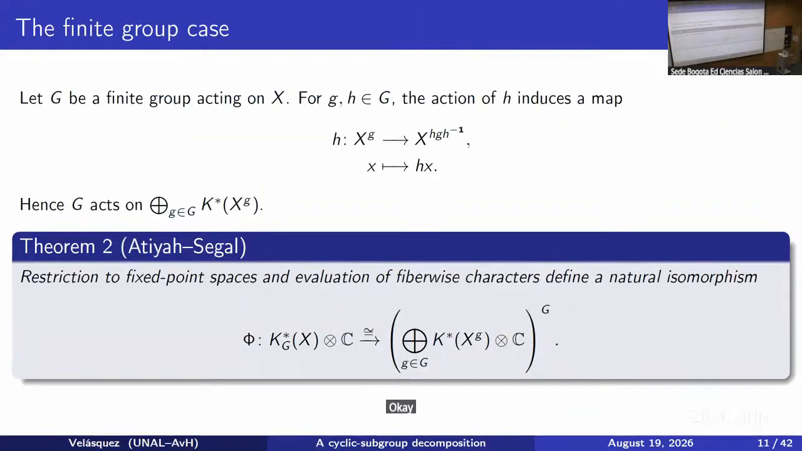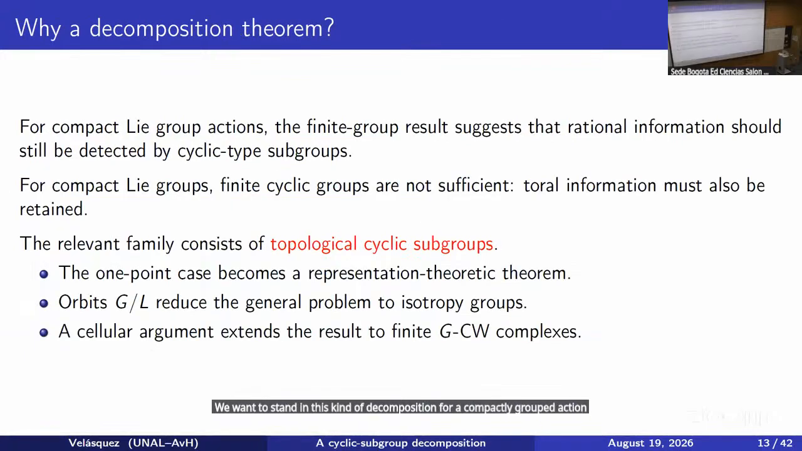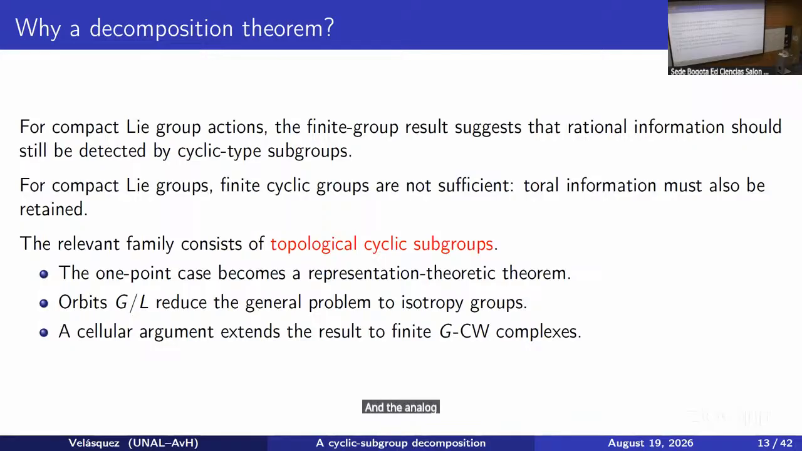Okay. So we want to extend this kind of decomposition for a compact Lie group action. And what is the idea? The idea is that these results for finite groups suggest that the rational information should be detected by cyclic type subgroups. And the analog for compact Lie groups of cyclic subgroups is the notion of topological cyclic subgroups. What is a topological cyclic subgroup? It is the closure of a cyclic group, or in other words, a product of a torus with a finite cyclic group.